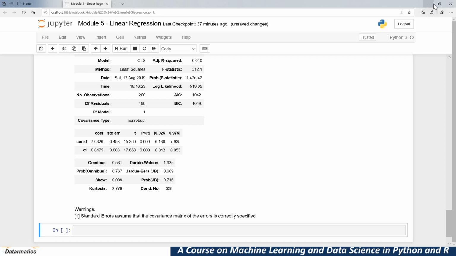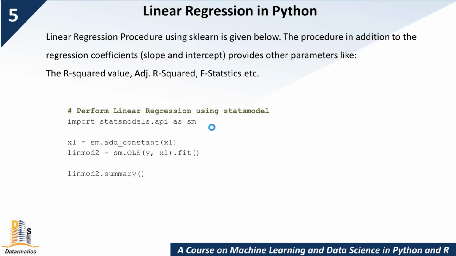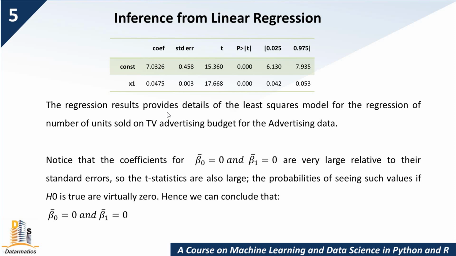All right, so now let's talk about some of these things, and for us to talk about it, we need to go back to our presentation. Let's continue. The regression results provide details of the least squares model for the regression of the number of units sold on TV advertising budgets for the advertising data. So what we are saying is that the coefficients beta 0 and beta 1 are very large relative to their standard errors, so the t-statistic is also large, and the probabilities of seeing such values if H0 is true are virtually 0.